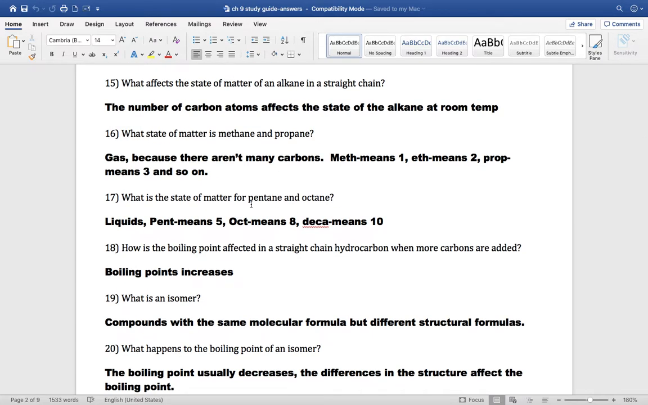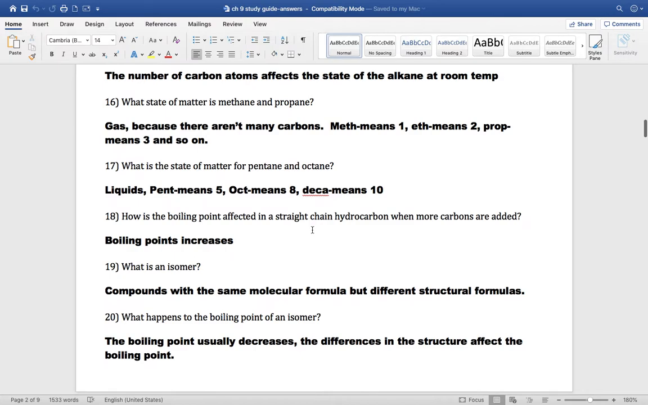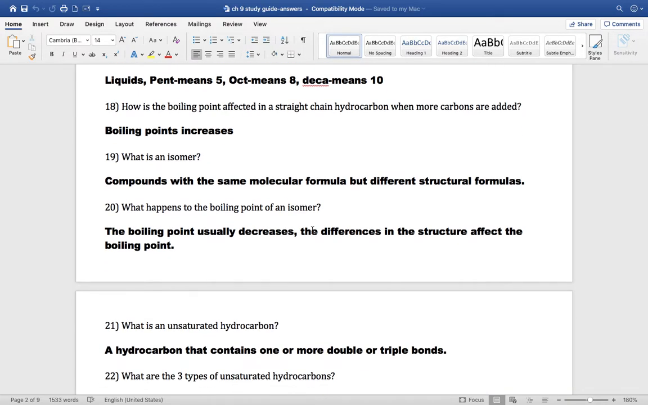What is the state of matter for pentane and octane? Liquids. Pentane means 5, octane means 8, and deca means 10. How is the boiling point affected in a straight chain hydrocarbon? When more carbon atoms are added, the boiling point increases.